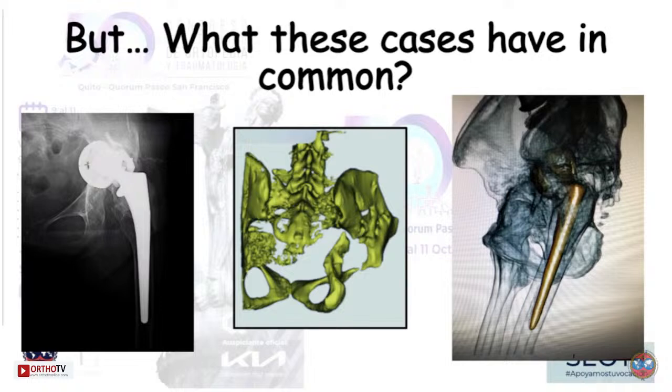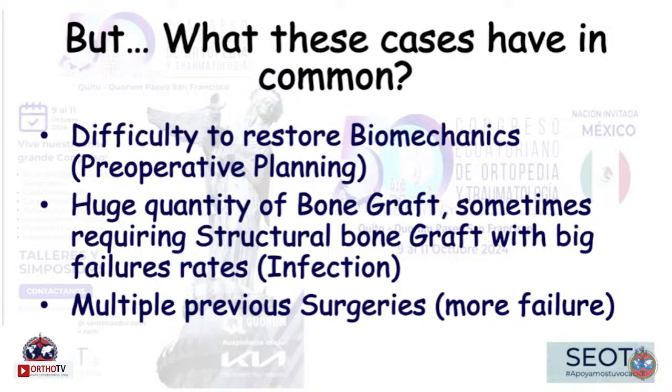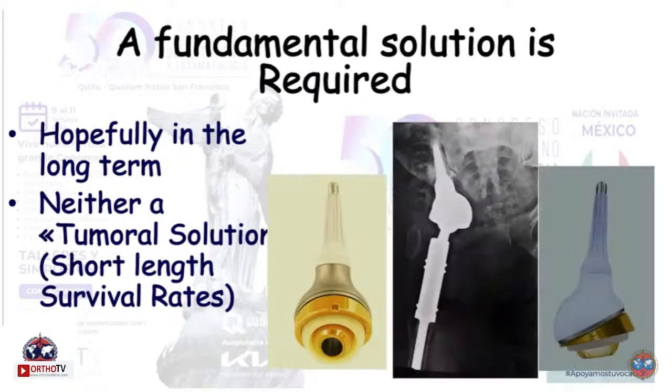But some cases, like these ones, what do they have in common? It's difficult to restore the biomechanics, and you need preoperative planning after removing all these parts. You need a high quantity of bone graft or trabecular metal, better trabecular metal, because if you use grafts, we have higher failure rates, and these patients have multiple previous surgeries. So it's good to have the last resort of these custom-made implants. Sometimes you can use solutions like this one, but I think you need a fundamental solution, hopefully in the long term. This is probably a tumoral solution with short survival rates.